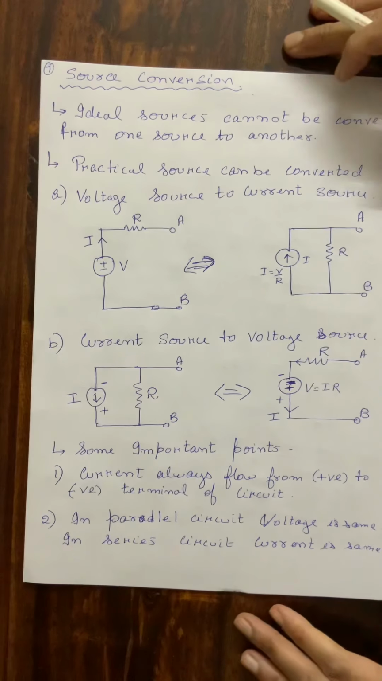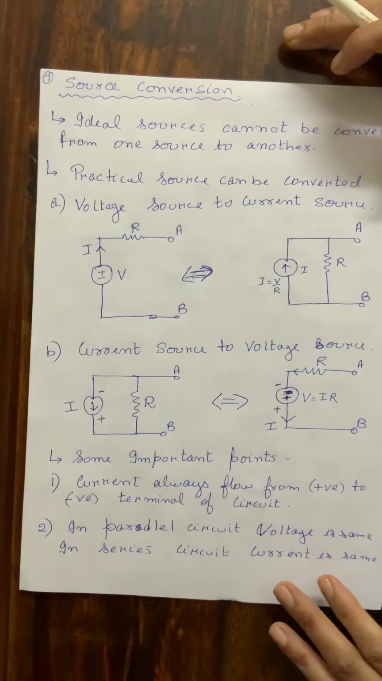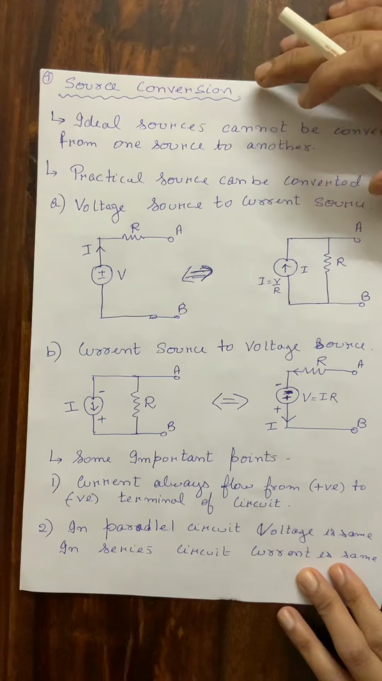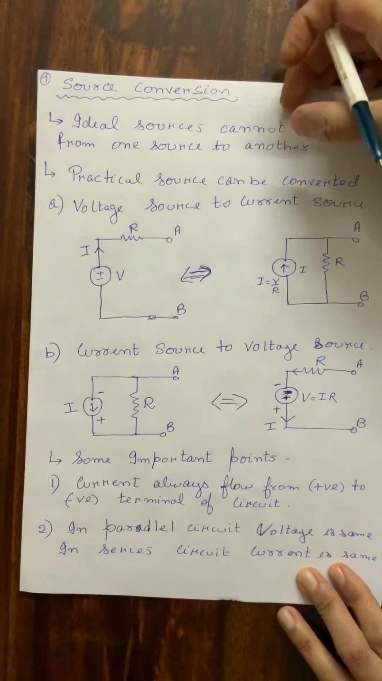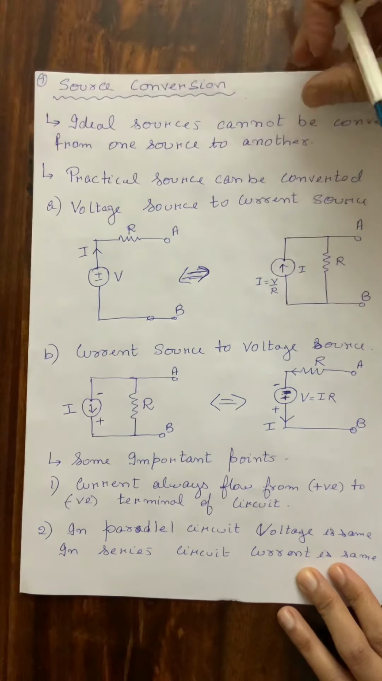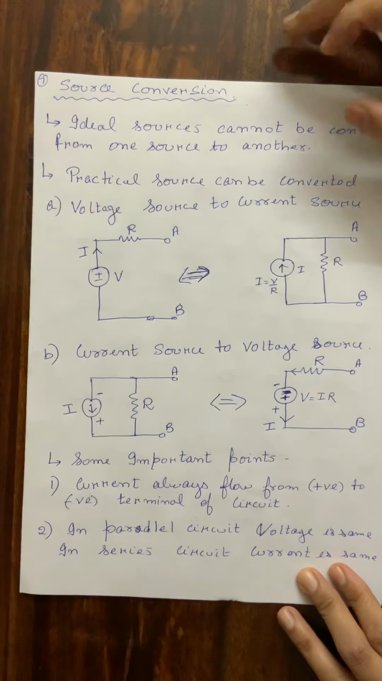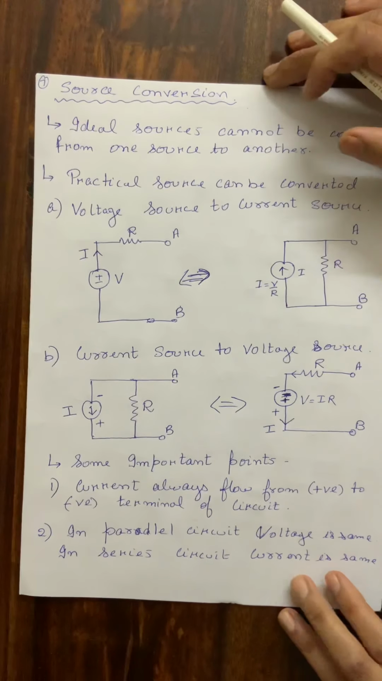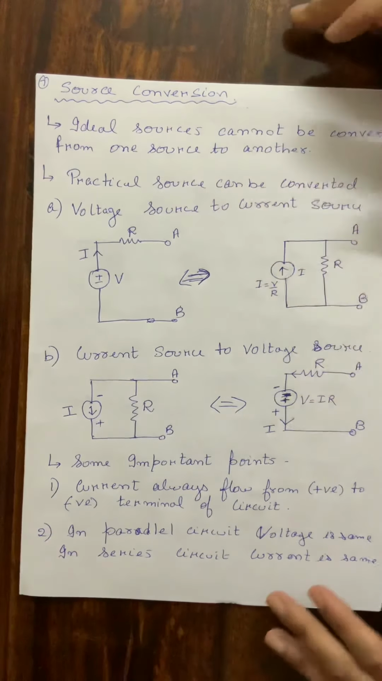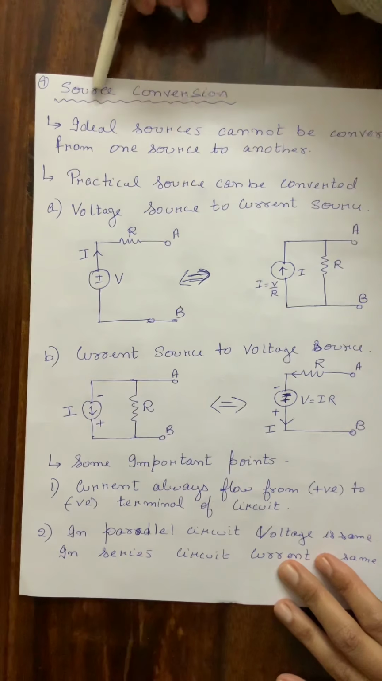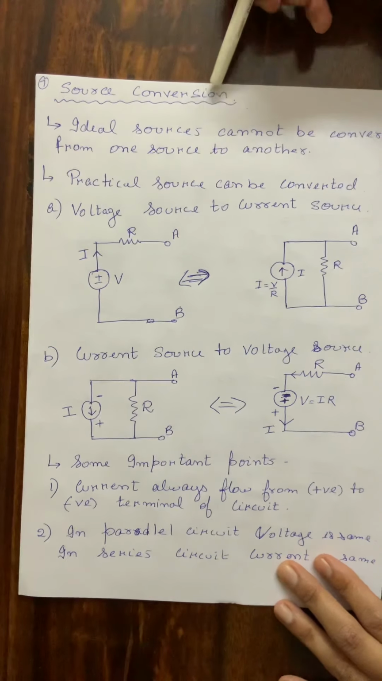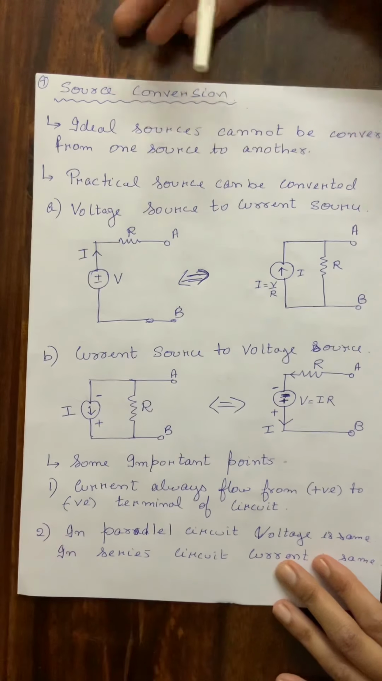Yes, this is ET part 2. Today I am going to discuss some source conversions, types of sources, and some basic principles of DC circuits, just to solve the DC circuits easily. So first let's see the source conversion. What is the meaning of source conversion?